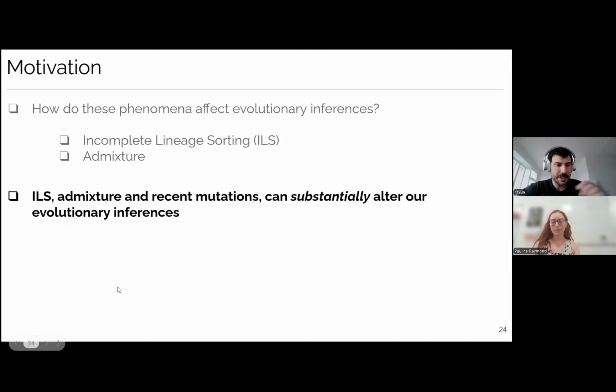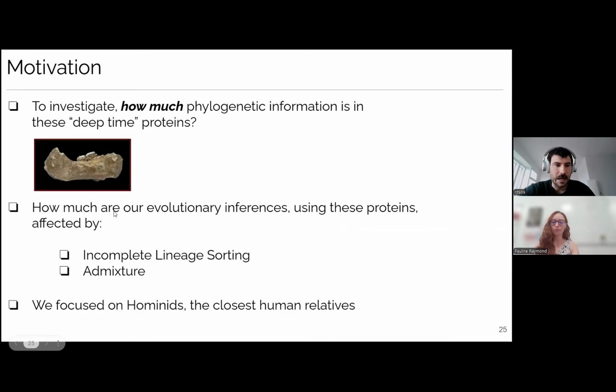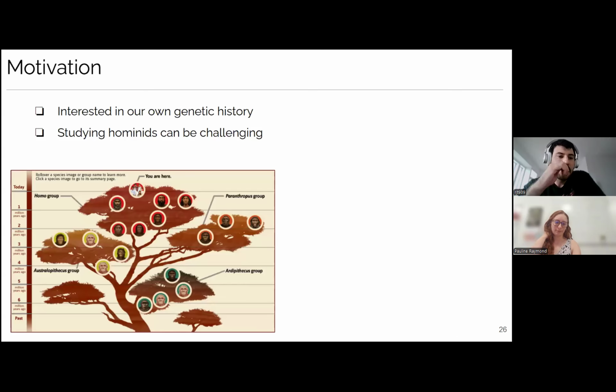So in conclusion for this, ILS, admixture, and recent mutations can all substantially alter our evolutionary inferences. And again, just a summary, we wanted to investigate how much phylogenetic information is in these proteins, and how much our inferences will be affected by things like ILS and admixture. And we actually decided to focus on hominids for this project, which are the closest human relatives. And this, of course, because we are humans, we are interested in our own genetic history and that of our closest living relatives, but also because studying hominids can be a bit challenging.